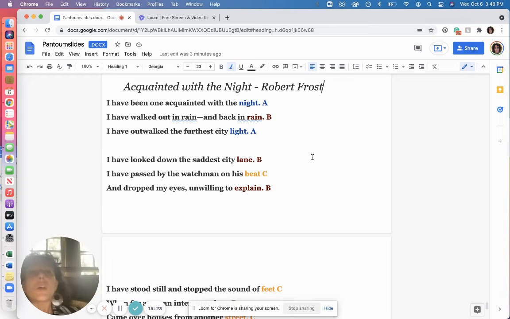I have been one acquainted with the night. I have walked out in rain and back in rain. I have outwalked the furthest city light. I have looked down the saddest city lane.